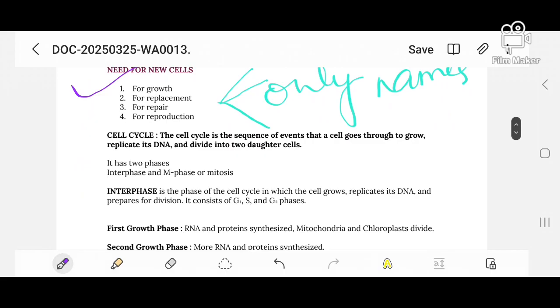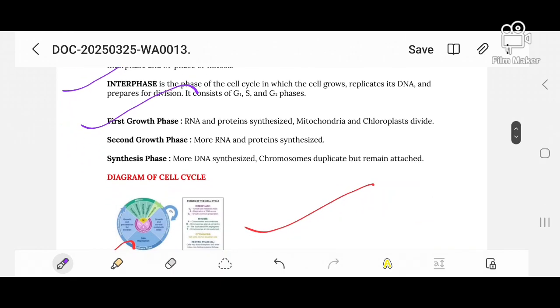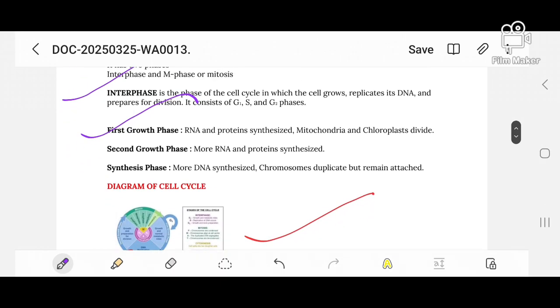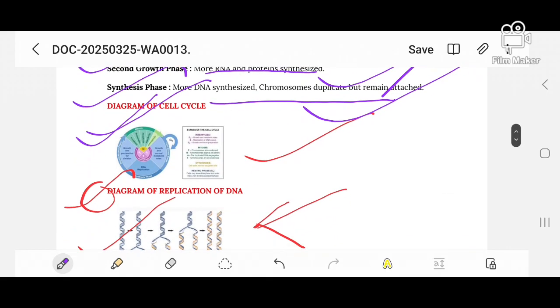Cell cycle definition not so important, but you must learn it. 2 phases. The interphase is composed of 3 phases: first growth, second synthesis. We are going to a very short recap for the whole chapter. For RNA and protein synthesis, mitochondria and chloroplasts divide, very important. More RNA synthesized, very important. Synthesis phase, more DNA synthesis, chromosomes duplicate but remain together, that is very important. There is a diagram, it will not come for drawing, okay, but this one will definitely come.